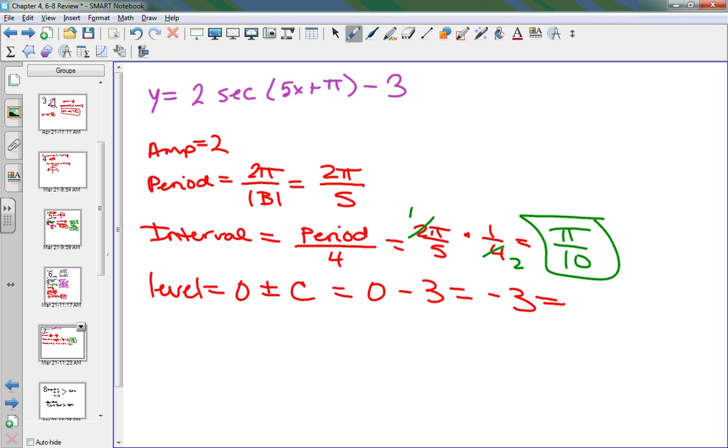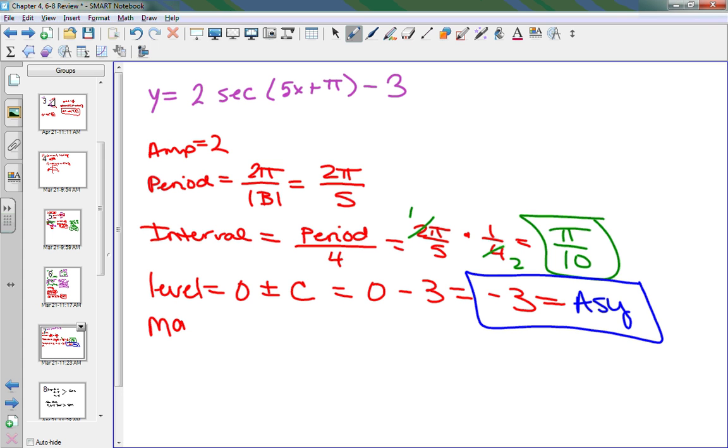However, at my secant, I'm going to have an asymptote here. Do we understand that? Yes or no? I have to graph my cosine first. Okay, but then every place I see a level, I'm going to draw my dotted line down. Okay, and I'll do that here in a minute.